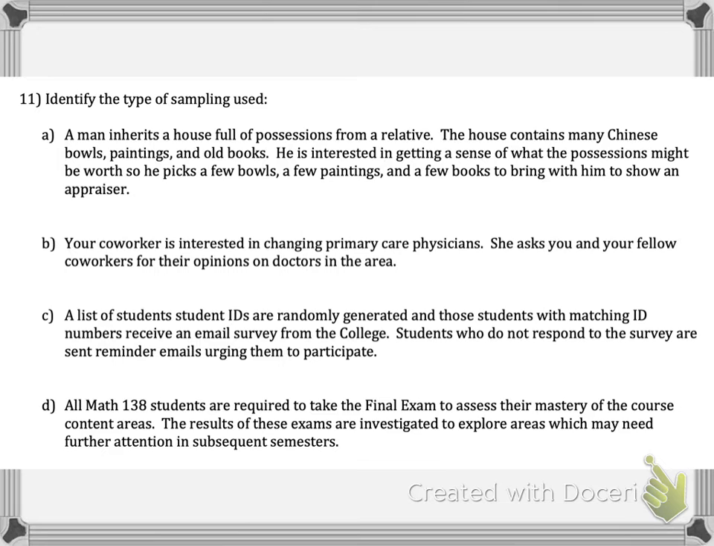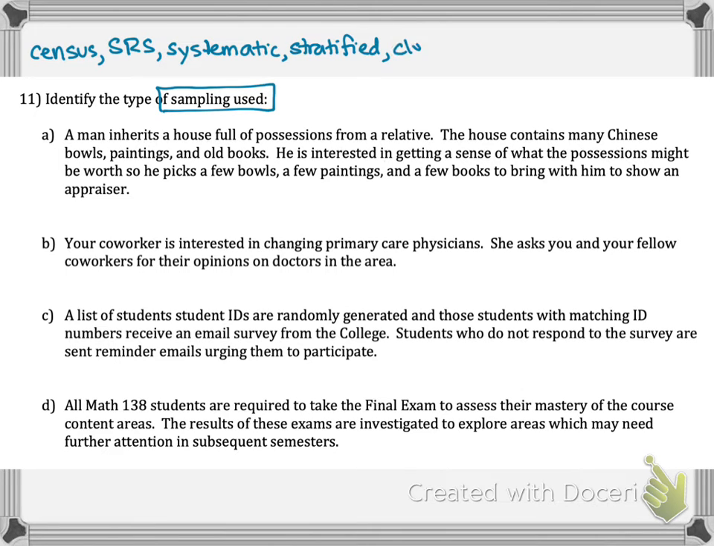This is sampling methods. Sampling used. What were our choices that we could choose from? We had census, simple random sample, a systematic sample, stratified, cluster, voluntary, and convenience. Okay, those are our types of sampling methods.